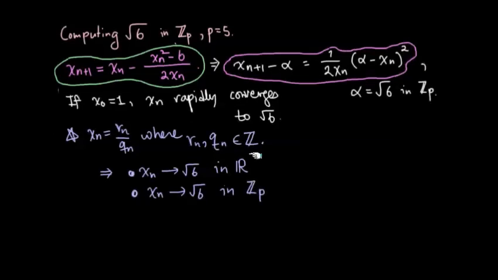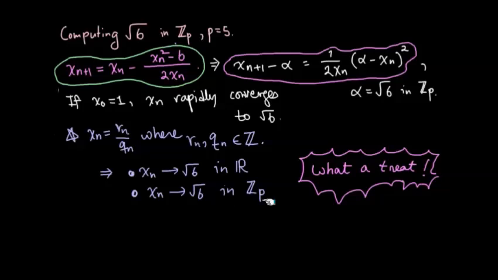And the surprising part is that this number approaches root 6 in the real line, just like Newton was thinking. And we just showed that xn, the quotient of these two giant integers, actually approaches root 6 in the p-adic numbers as well. So we have an approximation of the real number that approximates this number in both fields with a completely different nature.